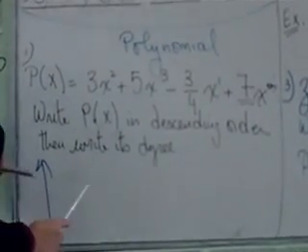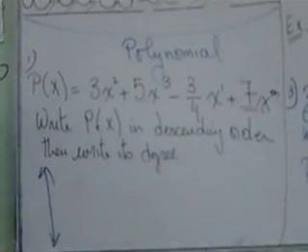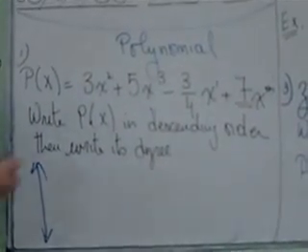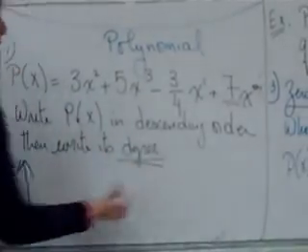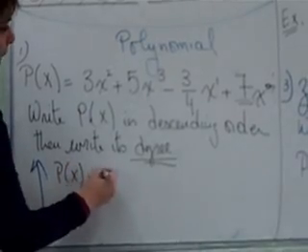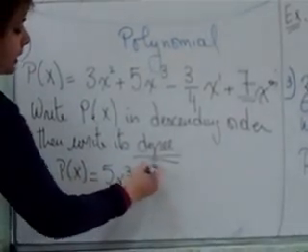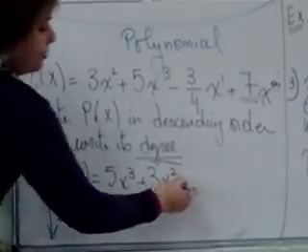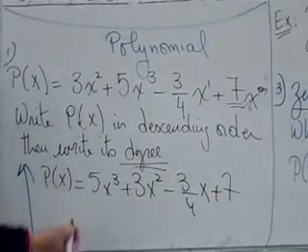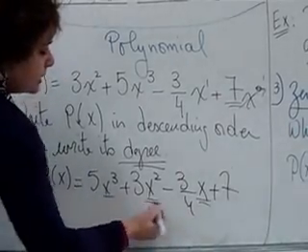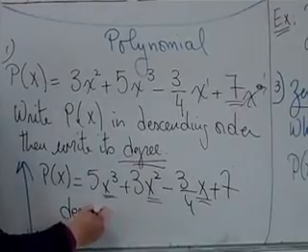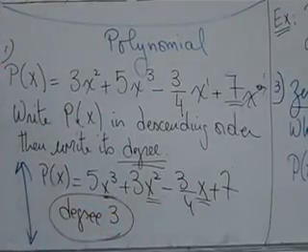Now, write P of x in descending order. Descending means from the highest exponent to the lowest. And then write its degree. So P of x is equal to 5x cubed plus 3x squared minus 3 over 4x plus 7. Now, the variable here is x, and the highest exponent or degree, this polynomial is of degree 3.